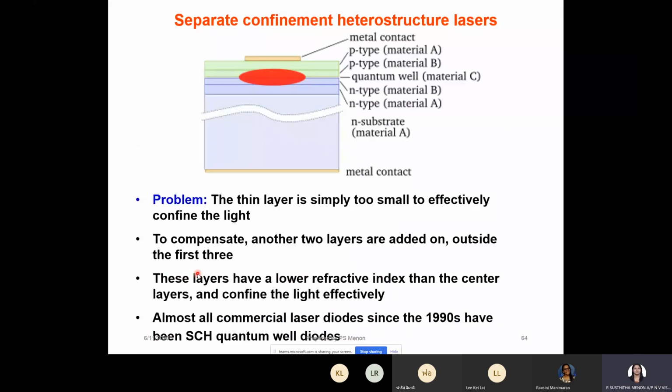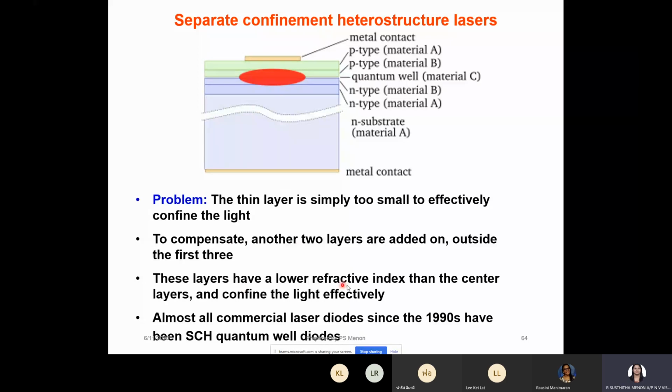Okay, so we had heterostructure, double heterostructure, now separate confinement heterostructure lasers. Same, you have two different types of P type, two different types of N type, but now you have a quantum well which is material C. Now, like just now in the double heterostructure, if the thin layer is simply too small to effectively confine the light, in order to compensate for that, another two layers are added on outside the first three.